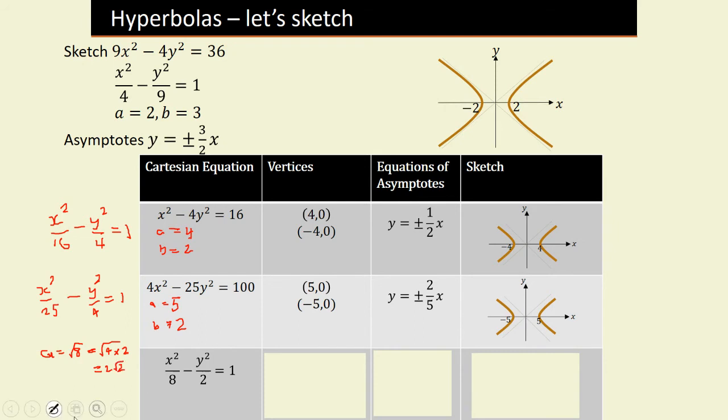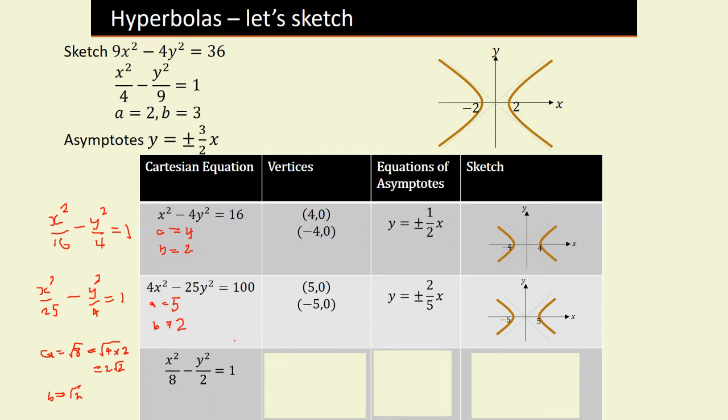Okay, that comes out nicely. And b is just straight away root 2. I'm not going to be able to do anything with that. So, again, our vertices are going to be at plus or minus 2 root 2 and 0. On our asymptotes, if we do b over a, the root 2's cancel.